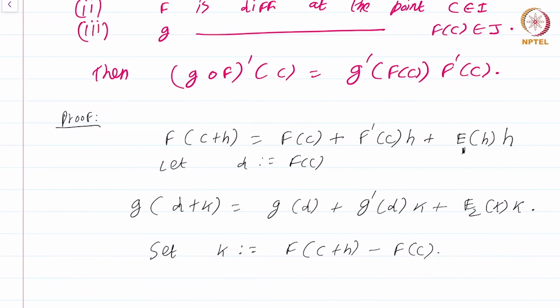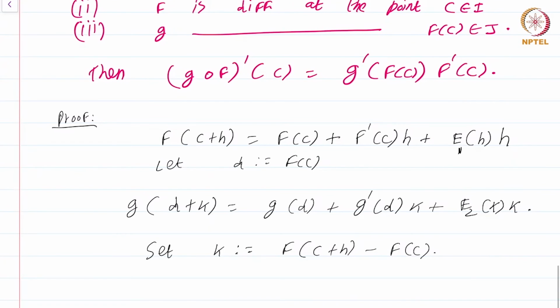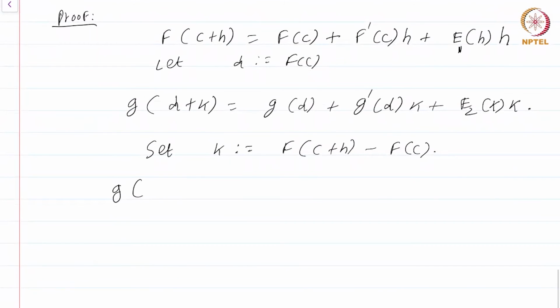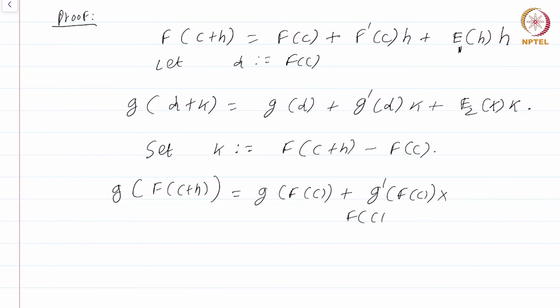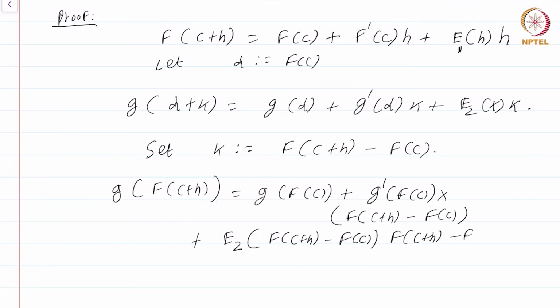So let's write down what this gives us. Because k is f of c plus h minus f of c and d is just f of c, we get g of f of c plus h is equal to g of f of c plus g prime of f of c times f of c plus h minus f of c, plus E2 of f of c plus h minus f of c times f of c plus h minus f of c.